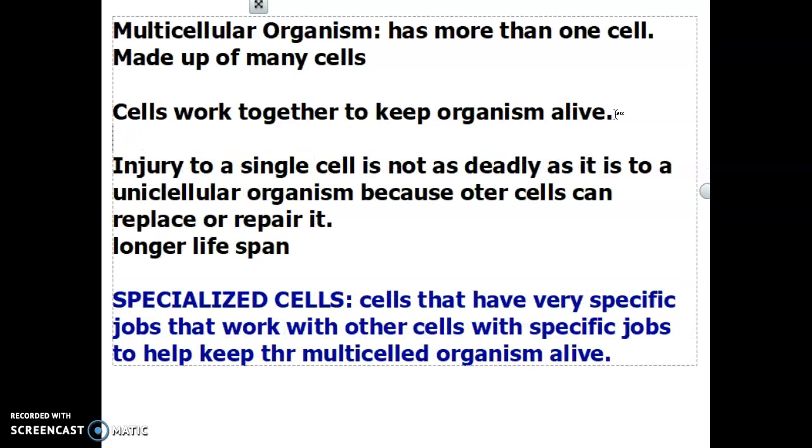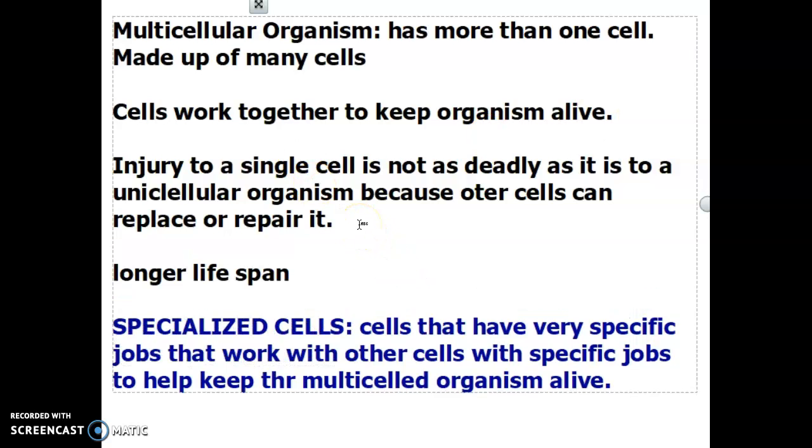If there is injury to a cell, if you're a unicellular organism, that's pretty much the end, right? Go ahead and start and write your will. If we have an injury, it's not a big deal because two things happen. Other cells can replace that injured cell, and you have other cells in your body that can help repair that. Because we have so many different cells and the ability to help repair things, we have a longer lifespan. We live longer, thank goodness, than unicellular organisms.